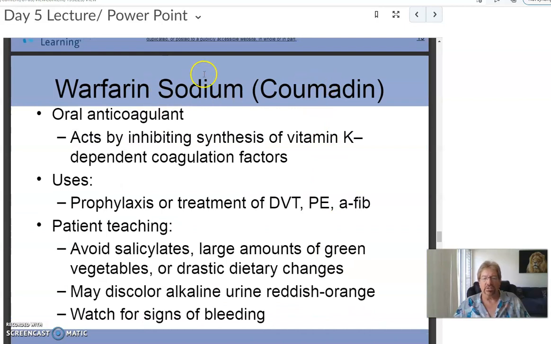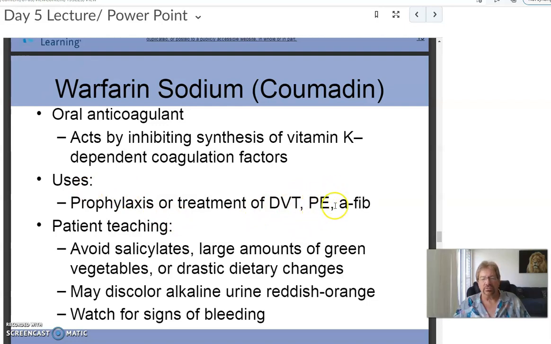Warfarin or Coumadin are the same thing. It's also a very common blood thinner that a lot of people are on. It's an oral anticoagulant that acts by inhibiting synthesis of vitamin K. Vitamin K is made in the gut. It plays an important role in blood clotting, so if you can inhibit that some, it'll hopefully keep the tendency to clot down. Use it as prophylaxis to help prevent clots or for treatment of deep vein thrombosis.